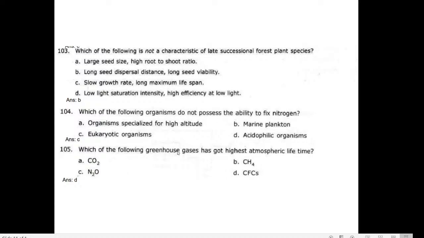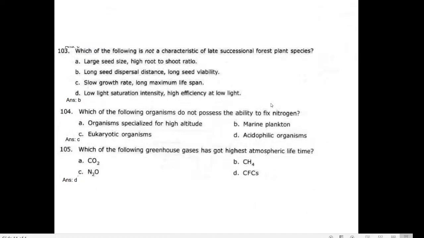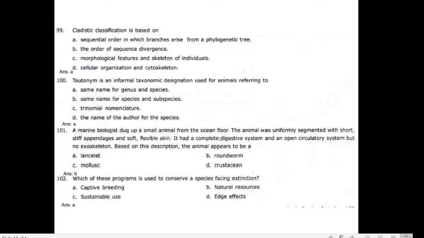Which of the following greenhouse gases has the highest atmospheric lifespan? Highest atmospheric lifespan is the hydrofluorocarbon. Previously we discussed that based on per molecule, the most powerful greenhouse gas is the CFCs. Here the question is the highest atmospheric lifespan, which is from the CFCs.